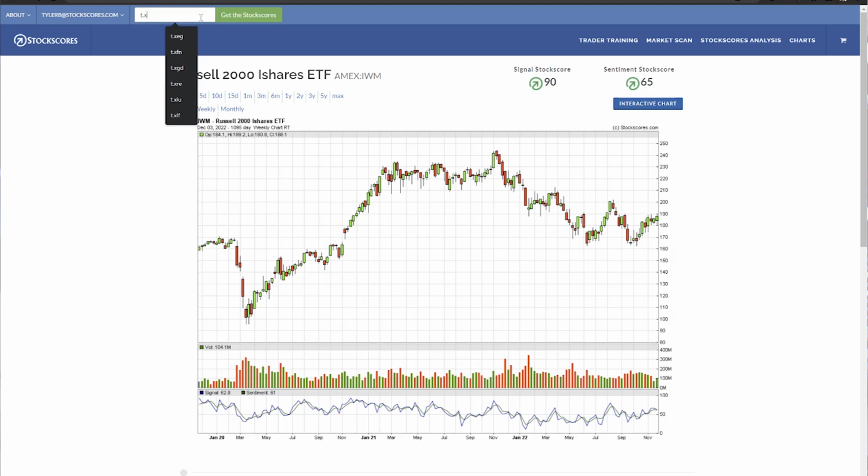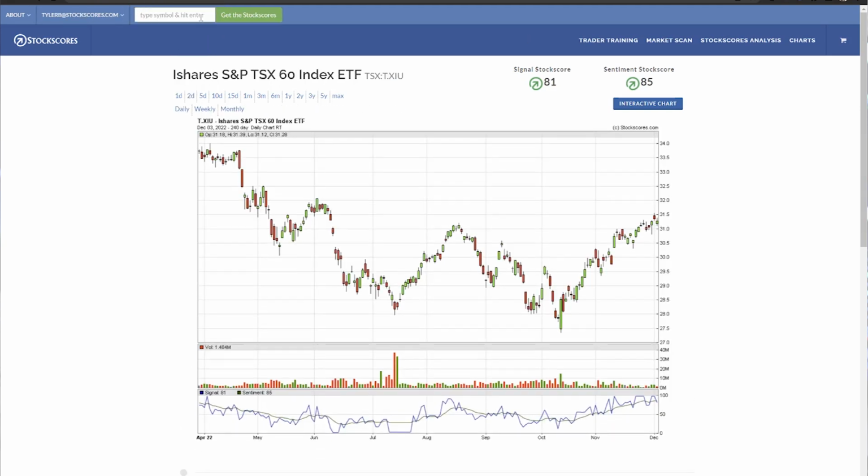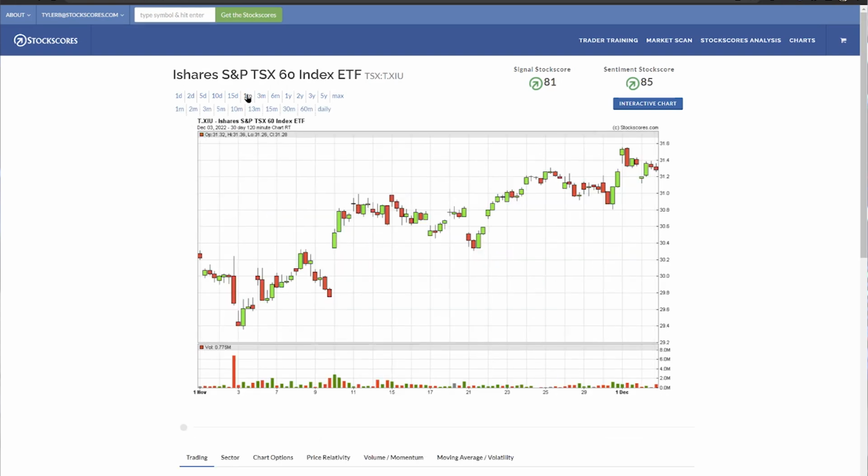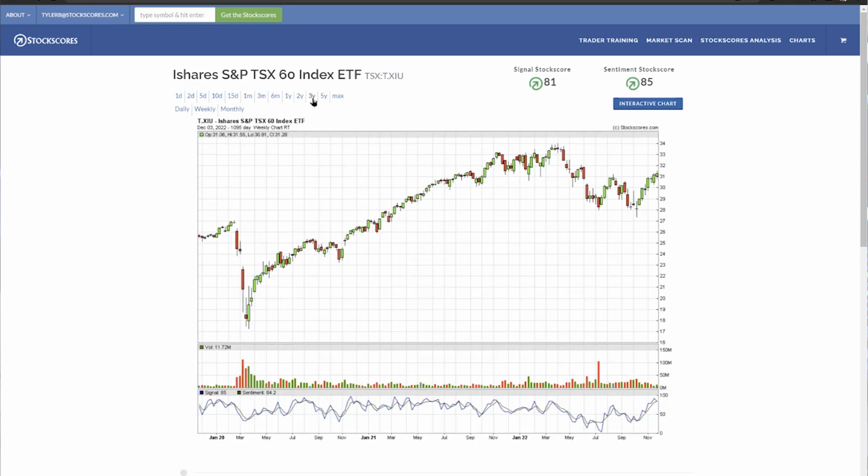How about the Canadian market? T.XIU. Let's look at the 1 month first. Who's in control? Buyers are in control because there's rising bottoms. Okay, so that's a bullish chart in the short term. In the long term, you've got what's building to be a head and shoulders bottoming pattern. We may pull back and then move higher. Not a lot of upside because here's resistance, but I think it's a good chart, not a great chart in the long term. How about commodities?